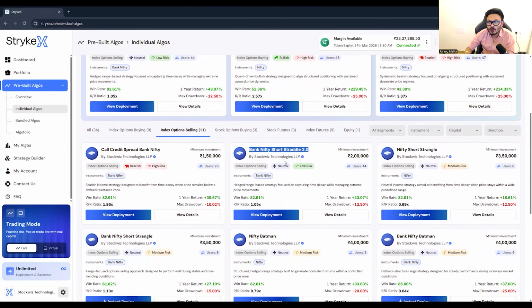If you want to deploy a second option selling strategy along with the neutral strategy, then call credit spread is good. So in simple words, only call credit spread bank nifty, not a very great idea. It's a good idea, but not a very idealistic kind of a scenario. If you already have one option selling strategy, couple it with call credit spread, then it's a good combination. Then let's move to the next segment, which is index futures.